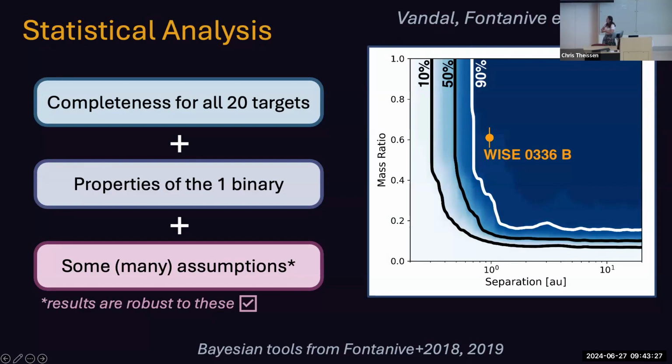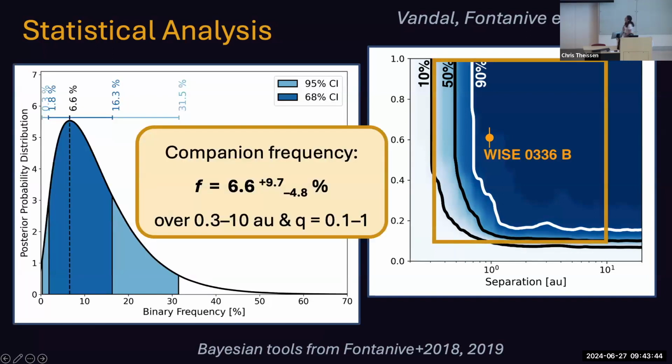The good news is that we are essentially limited statistically by the fact that it's 1 out of 20. So we are very robust to all these assumptions because this is not what's limiting us. So, silver lining of small number statistics. So I put all this into my statistical black box, which I'm not going to bore you with, and it gives me a companion fraction around 6 or 7%. This is constrained for companions in this yellow box on the right here. So for semi-major axes from 0.3 to 10 astronomical units and mass ratios above 0.1.